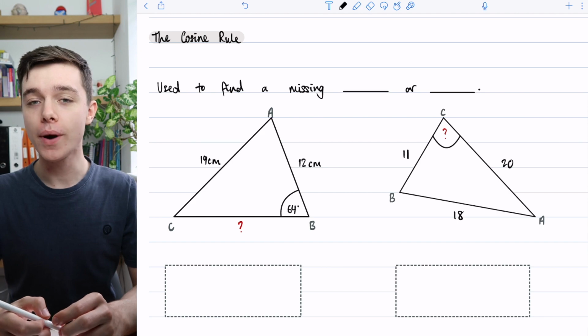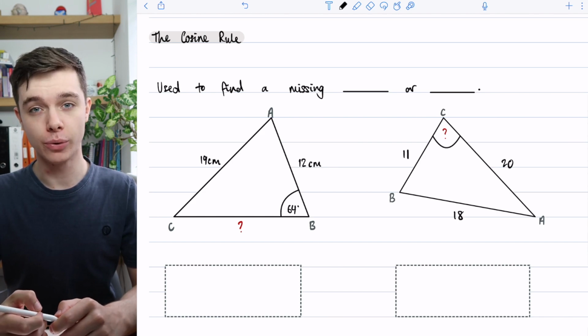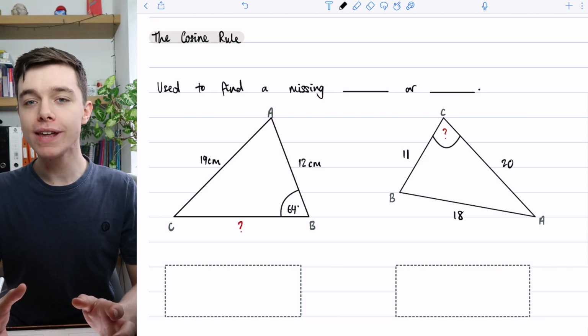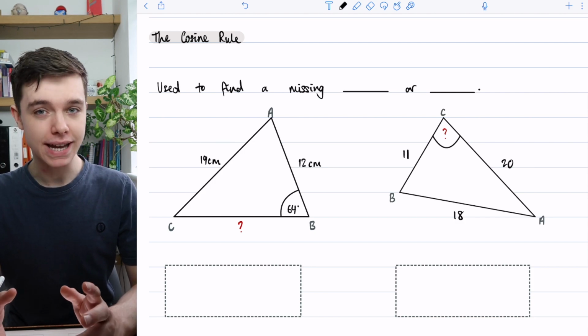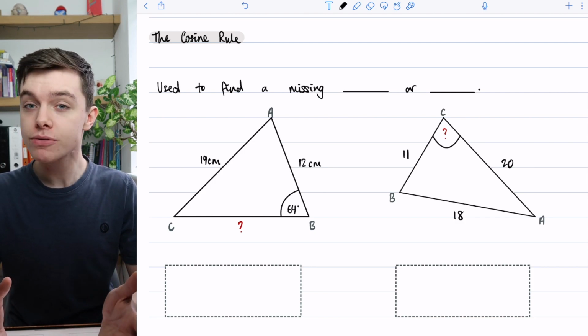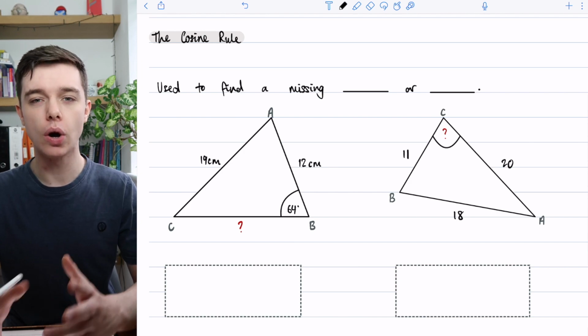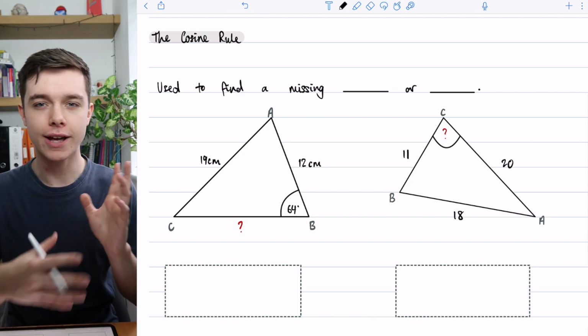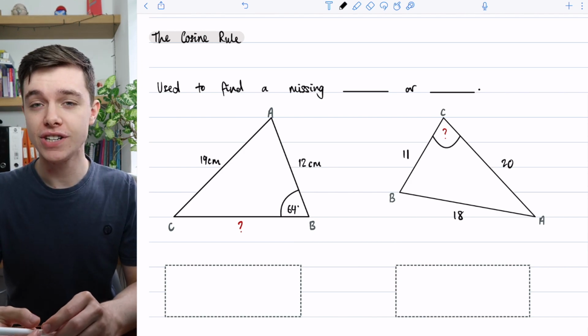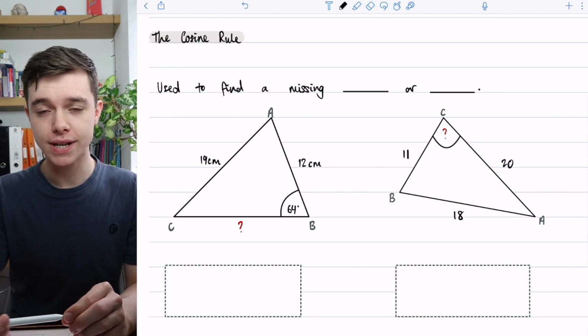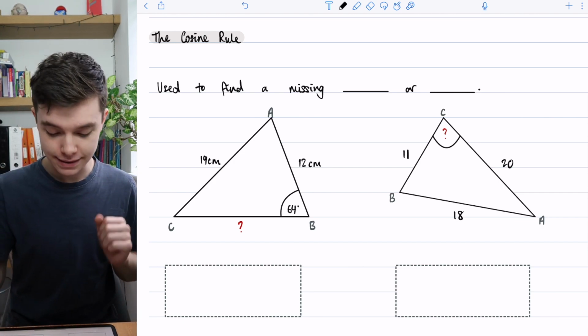In this video we're going to have a look at the cosine rule. Now you might be able to do the examples in this video already because you've most likely seen the cosine rule at GCSE before. I think it's on foundation and higher, so whatever you did at GCSE you probably saw the cosine rule, but we need to cover it in this lesson.